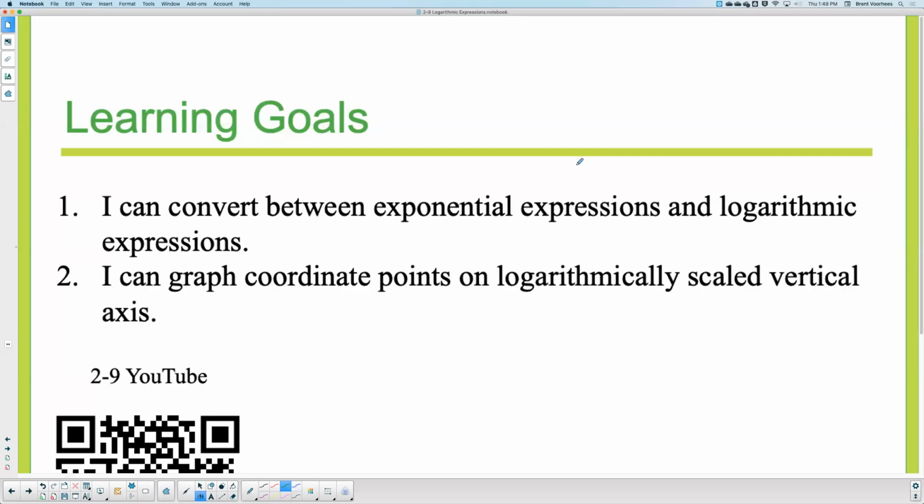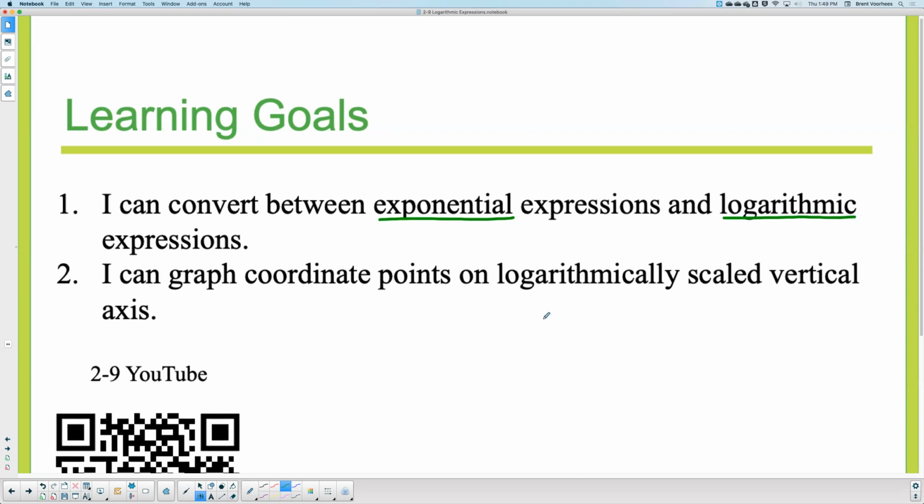All right, lesson 2.9. We're going to look at logarithmic expressions today. Specifically, we're going to look at what the inverse of exponentials are, which I'm just telling you right now, is logarithmic. And we're going to talk about how to graph on a logarithmically scaled vertical axis.